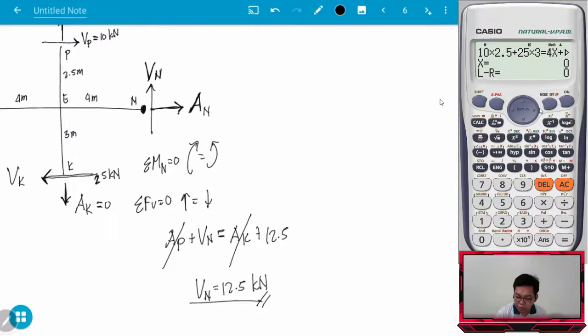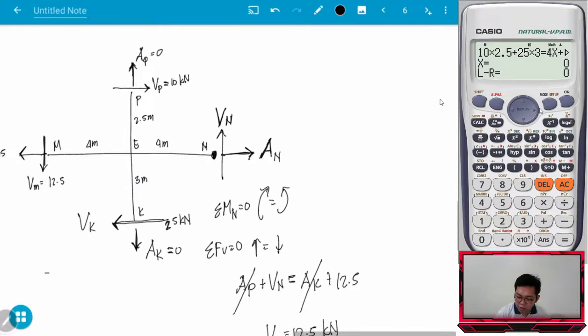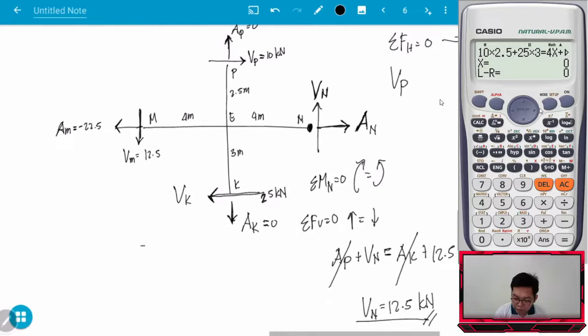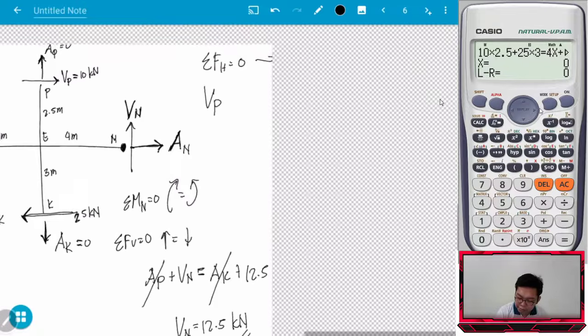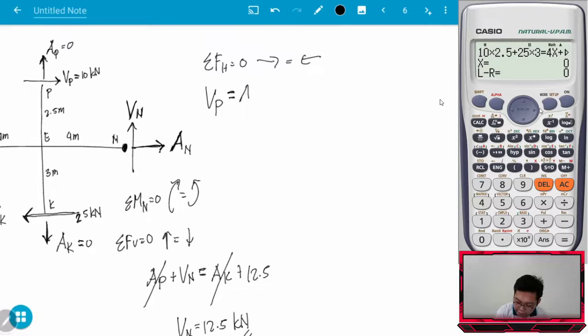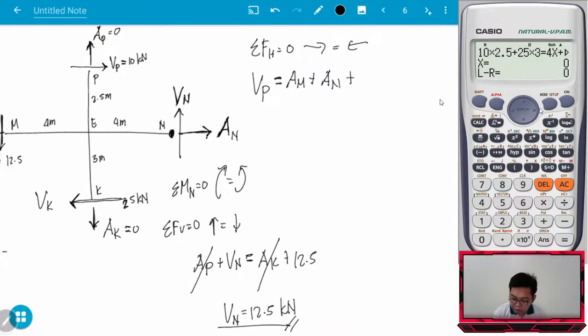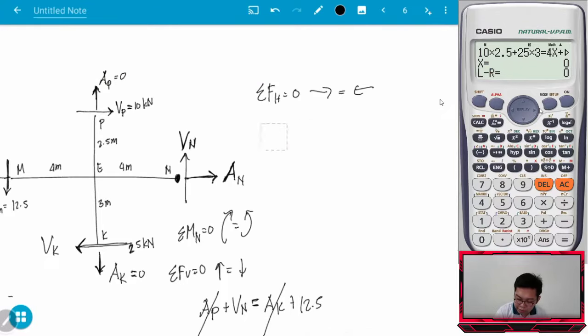Yung AN, so for AN, guys, I'll just sum up forces horizontal. So, summation of forces horizontal is equal to 0. To the right equals to the left. Ano yung mga to the right? I have VP. Ano pa? I think yan lang yung to the right ko, di ba? So, ang to the left, guys, I have AM plus AN at saka plus, mali pala. Meron pa pala akong to the right. VP pala at saka AN.